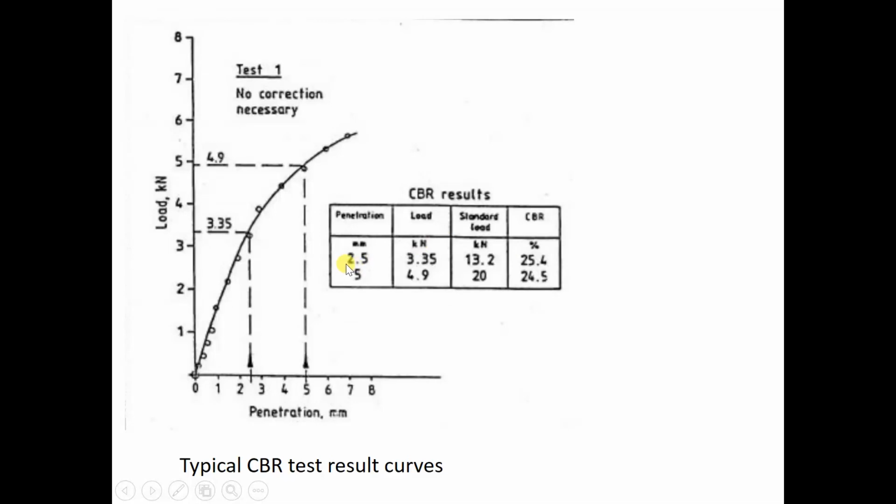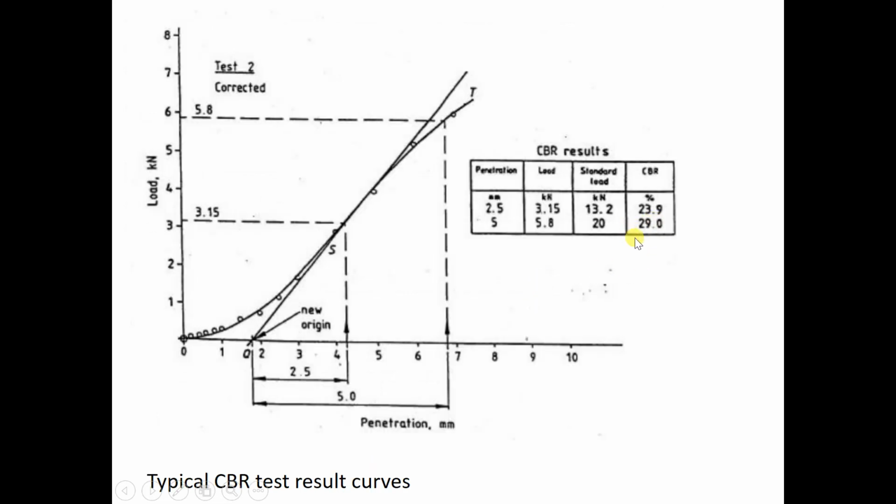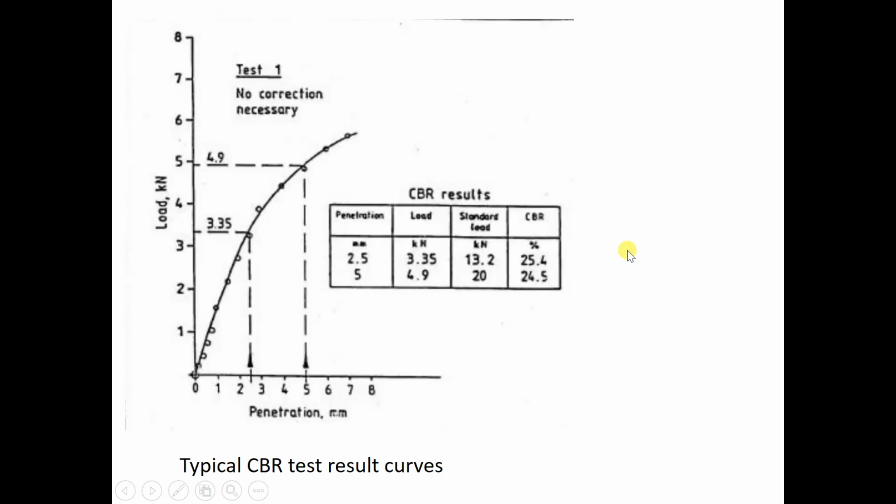So you see that whether you use 2.5 mm or 5 mm, it produces slightly different CBR values. If your 5 mm gives a bigger value, you repeat the test, and if you again get a bigger value, you keep the 5 mm. For example, in this one, the 5 mm has a bigger value than the 2.5 mm, so you have to repeat it. If it is still the same, then the bigger CBR will be taken.